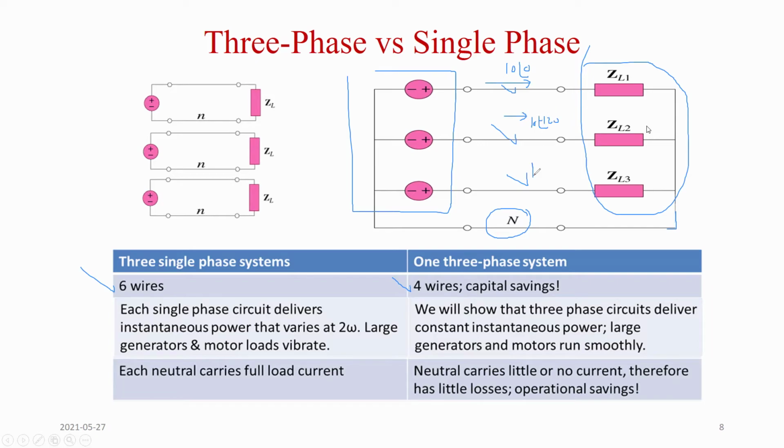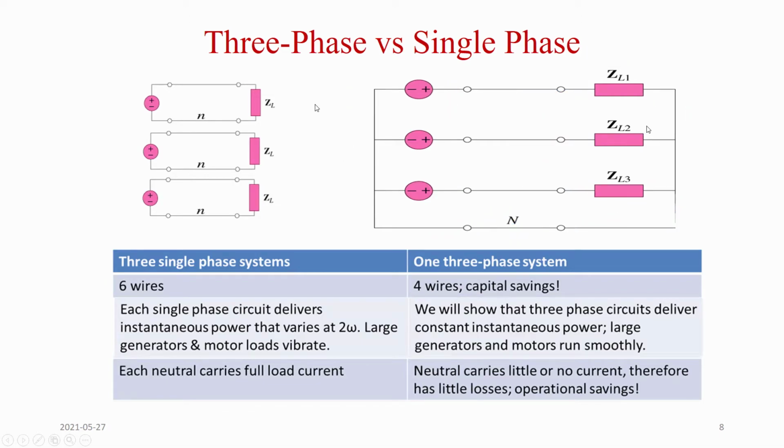Then the current going here is 10 angle 120. The 3 currents are going to hit the loads. They're going to meet together and go into the neutral. But when you add these 3 values, they will give you 0. So nothing is going to go through the neutral. So there are basically no losses in the neutral if the system is what we call balanced. Too much information.